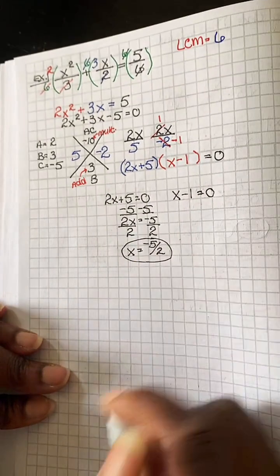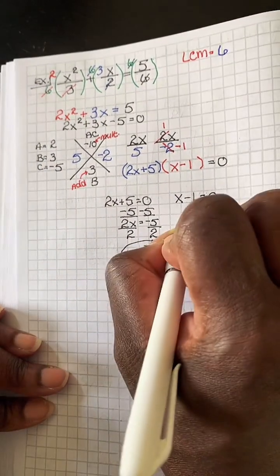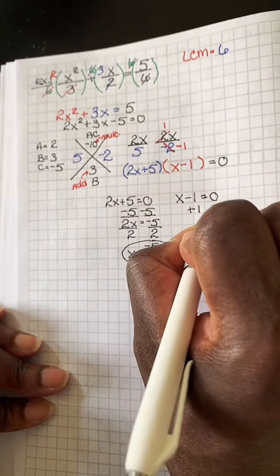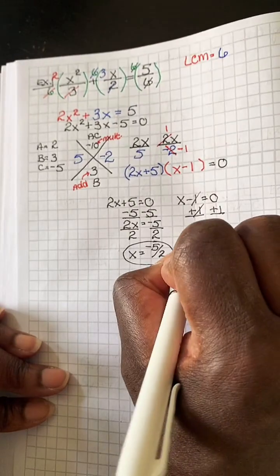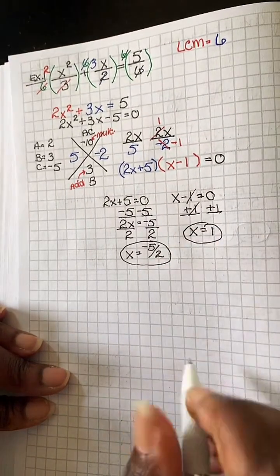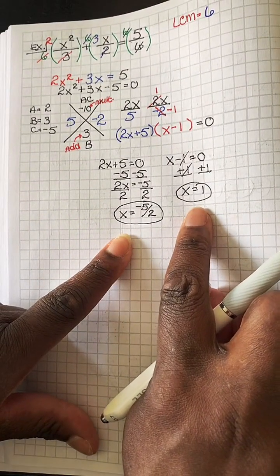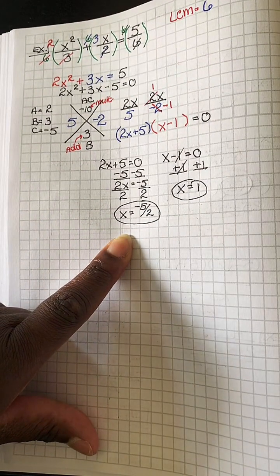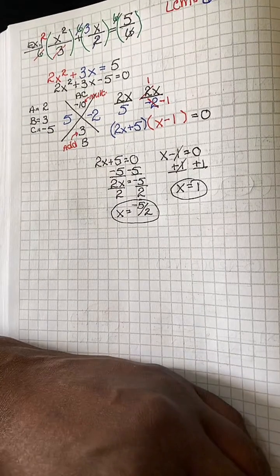So that's one solution. The other solution is a lot easier. All we have to do is add 1. So now you have x is equal to 1. And those are your 2 solutions. Okay, I know 50 years later, but here we are. Those are our 2 solutions.